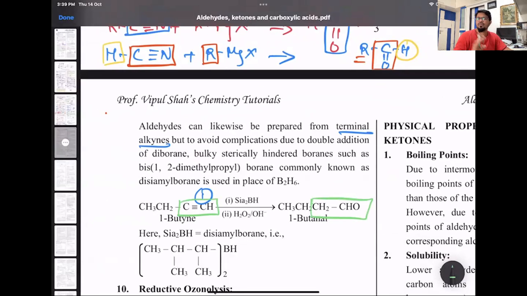That's the part. Similar to what we have with diborane, but to avoid complications due to the double bond of diborane, because diborane B2H6 also has the banana bond there, we use a compound known as disiamylborane in place of B2H6. So you need a different compound, which we write in short as Sia2BH. All right. So that's Sia2BH, disiamylborane, which is used over there.